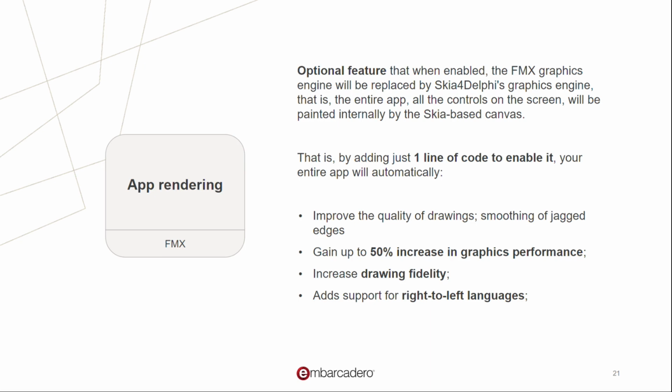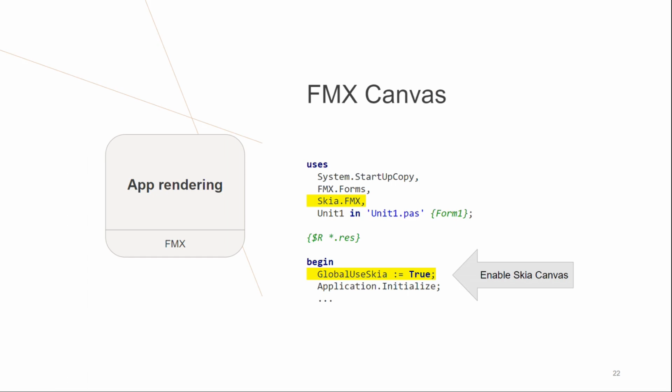And, you know, it makes sense. Google has a lot of engineers they put behind Skia to make it great and work across all these platforms. And so to be able to leverage this from your Delphi applications is just phenomenal. So here's the two lines you have to add to your project file: Skia.FMX to your uses clause, and then you just say GlobalUseSkia equals true. And that enables the Skia canvas. That's all you have to do to your existing FireMonkey application to take advantage of Skia rendering.